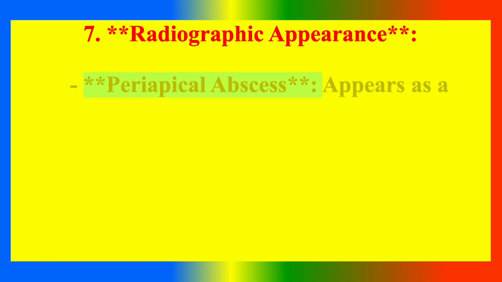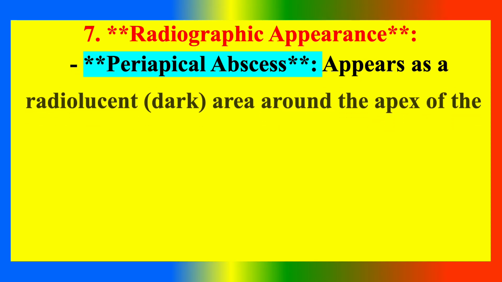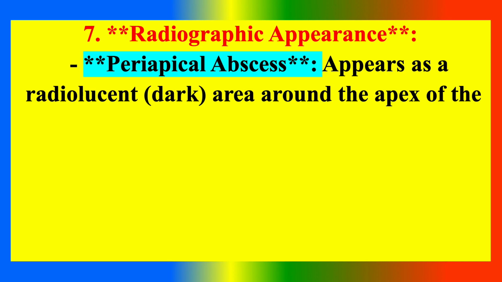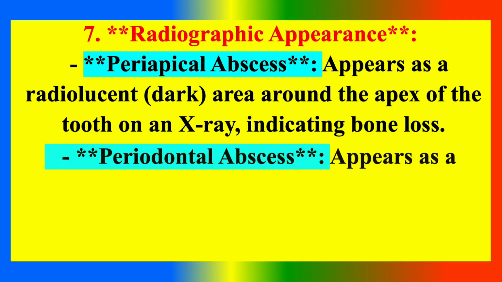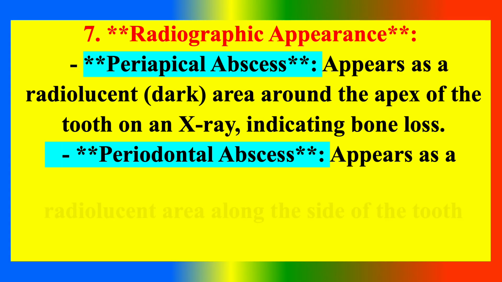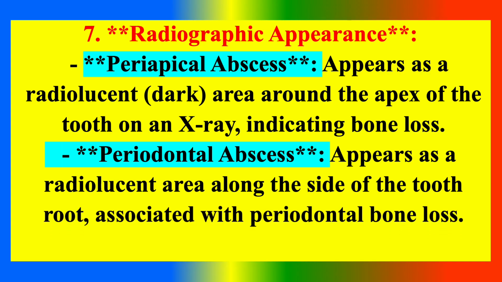Seven, radiographic appearance. Periapical abscess appears as a radiolucent area around the apex of the tooth on an X-ray, indicating bone loss. Periodontal abscess appears as a radiolucent area along the sides of the tooth root, associated with periodontal bone loss.